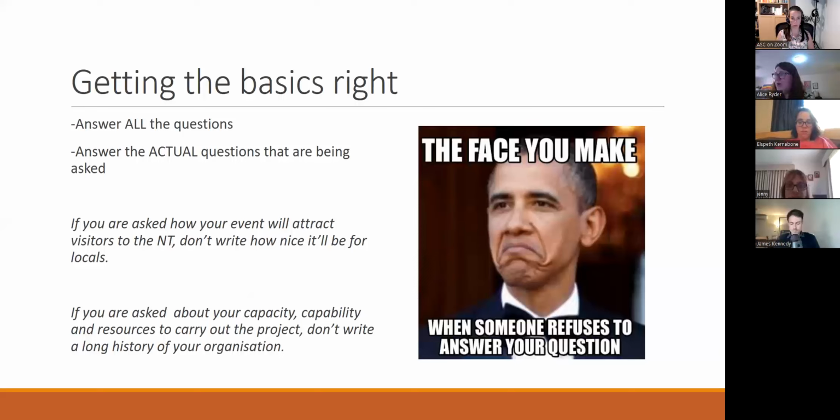If you are applying for funding to run an event in the Northern Territory that will bring tourists to the Northern Territory, don't write about how nice the event is for locals. Write about how it will actually bring tourists to the Northern Territory.